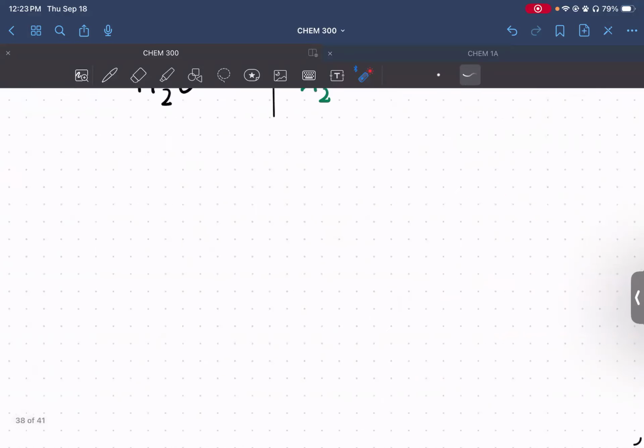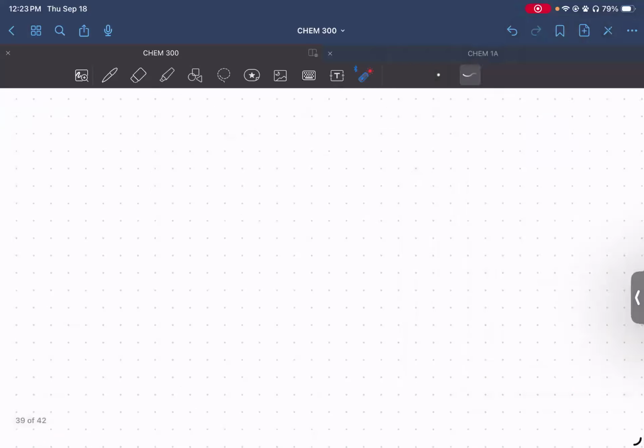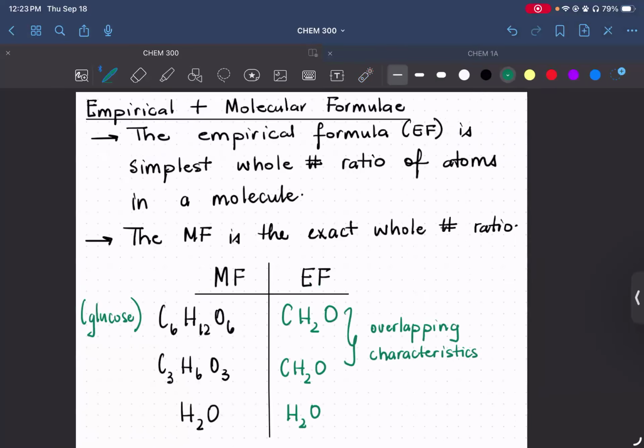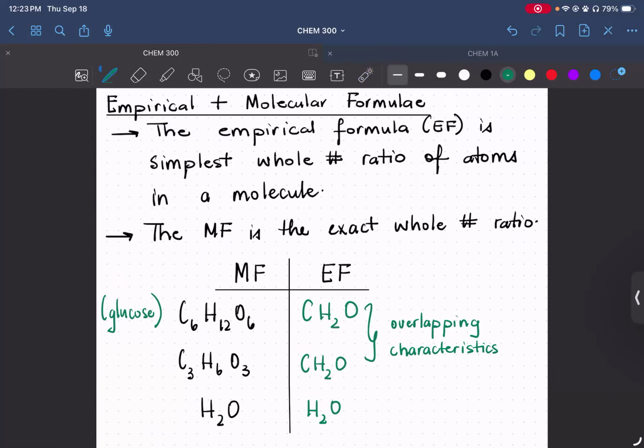How do we calculate empirical formula? Sure. This is always a, okay, right. Yeah, I forgot. Yeah.